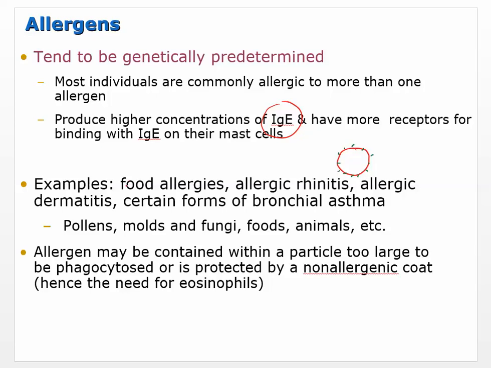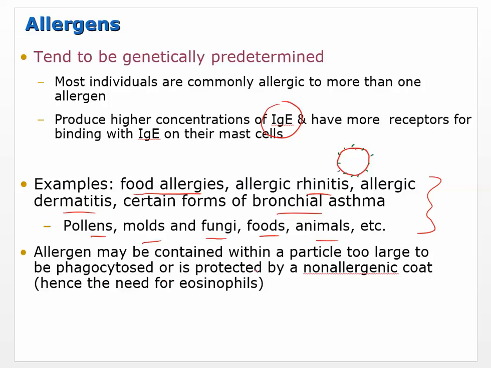All right, so examples, again: food allergies, allergic rhinitis, allergic dermatitis, forms of bronchial asthma, pollens, molds, fungi, foods, animals. I just listed it over and over. Even though it's a pretty broad range, you kind of get the point. So the allergen may be contained within a particle too large to be phagocytosed or is protected by a non-allergen coat, hence the need for eosinophils.